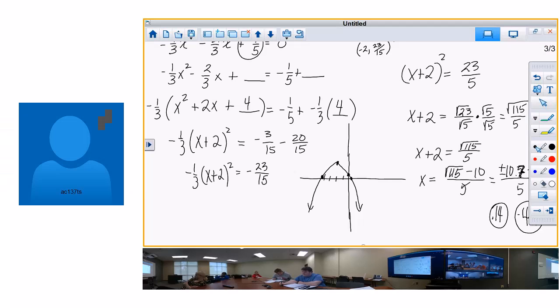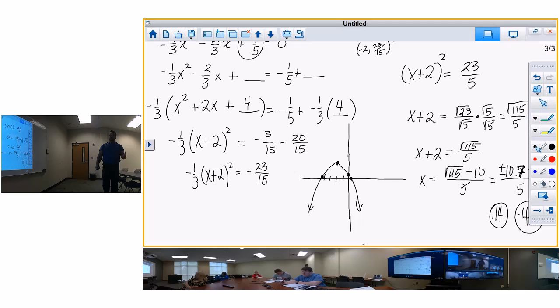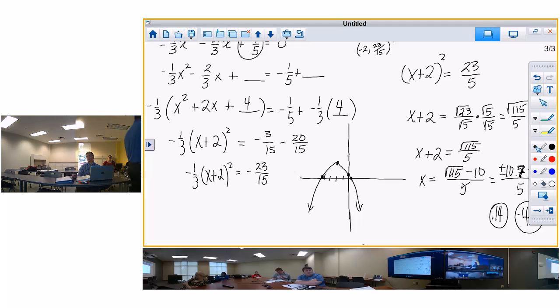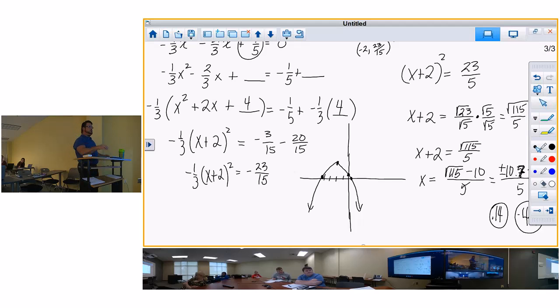What is the domain? Have y'all started to see a pattern with the domain on all these quadratics? Real numbers. Good job. Yes, all real numbers. What about the range? Negative infinity to what? 23/15. Increasing from negative infinity to negative 2. Decreasing from negative 2 to what? Positive infinity. Question, gripe, complaint?